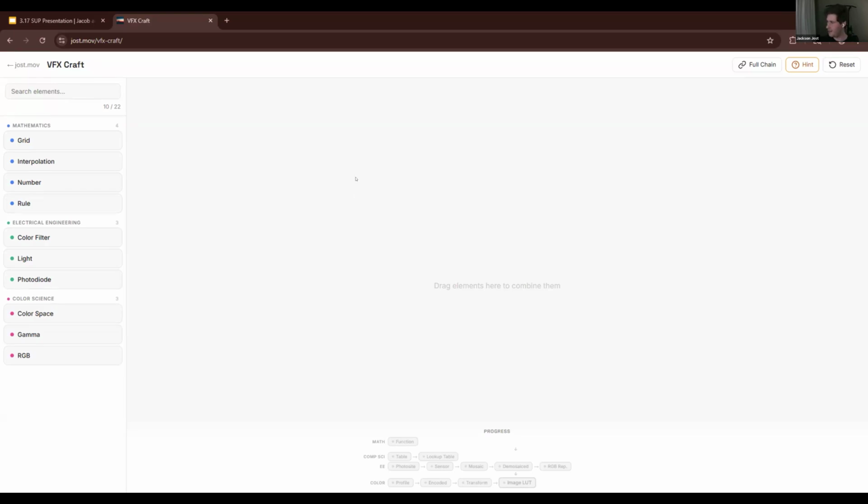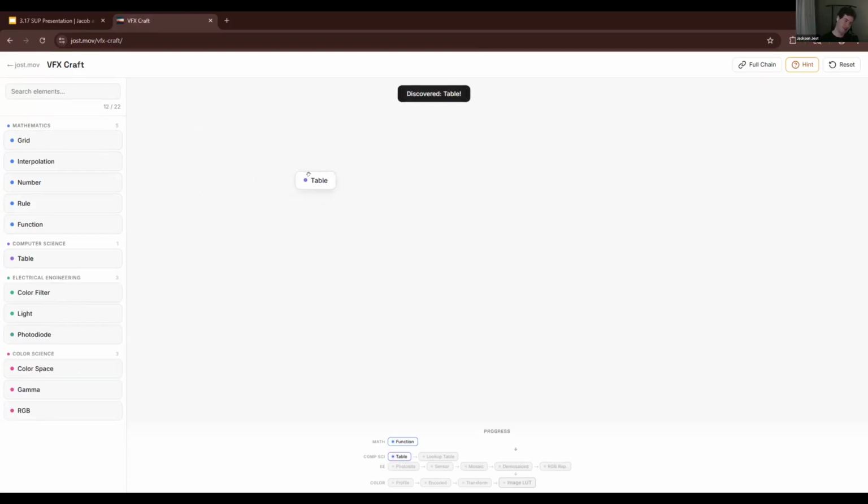Okay. So here's what I call VFX Craft, where our goal is to make an image LUT. We're going to make a LUT that we apply to an image. So how do we start? What components do we need? I'm just going to breeze through it so we have time for questions. We take a number and a rule, and we can create a function. With a function, we apply it over a grid and we get a table. When we add some interpolation to that table, we get a lookup table.